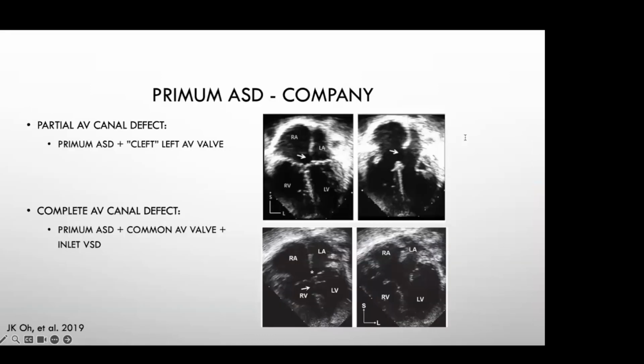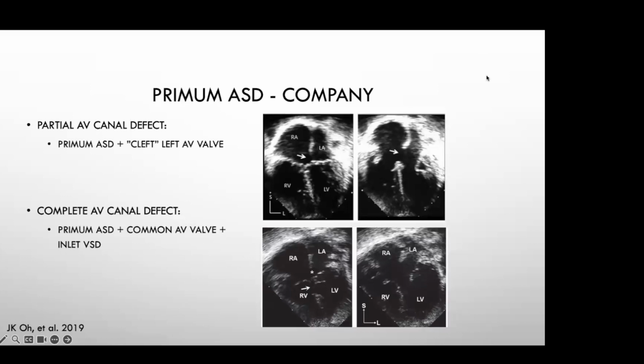So primum ASDs are, again, part of this AV canal defect spectrum. And you can have partial or complete AV canal defects. Partial AV canal defects, which are shown on the right in systole and diastole, have an ASD but do not have a VSD associated with it. They also have the AV valves on the same plane, and they often, or always, have a left AV valve with the appearance of a cleft mitral valve, although again, not truly a cleft.